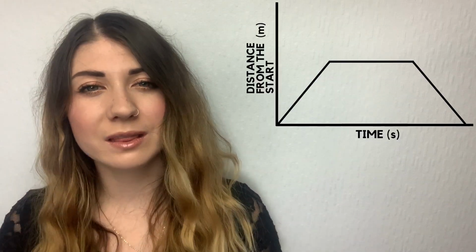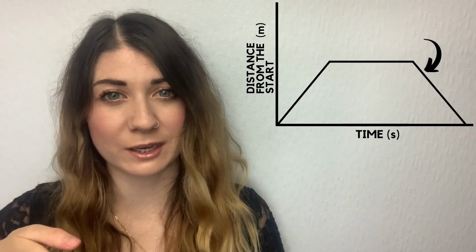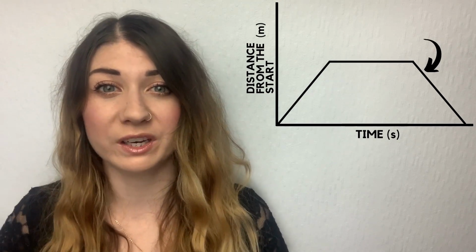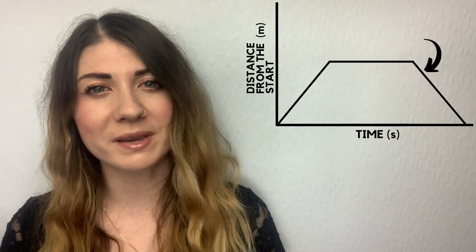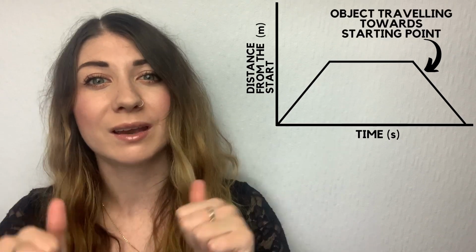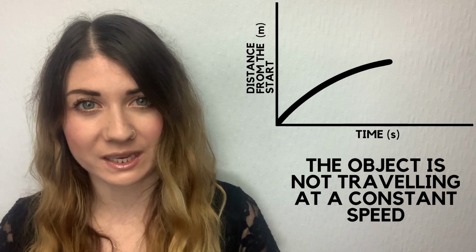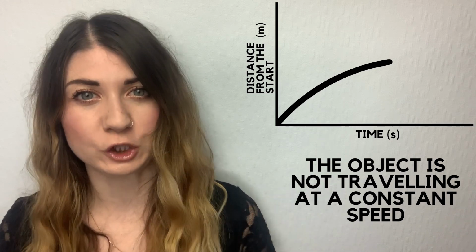If the axis states distance from the start, then this means that any downhill sections, so any sections where the line is sloping down and reading smaller distance values, this means that the object is moving back towards the starting point. And lastly, if the line isn't straight, so if it's curved at all, then this means that the object is not travelling at a constant speed. Its speed must be changing.